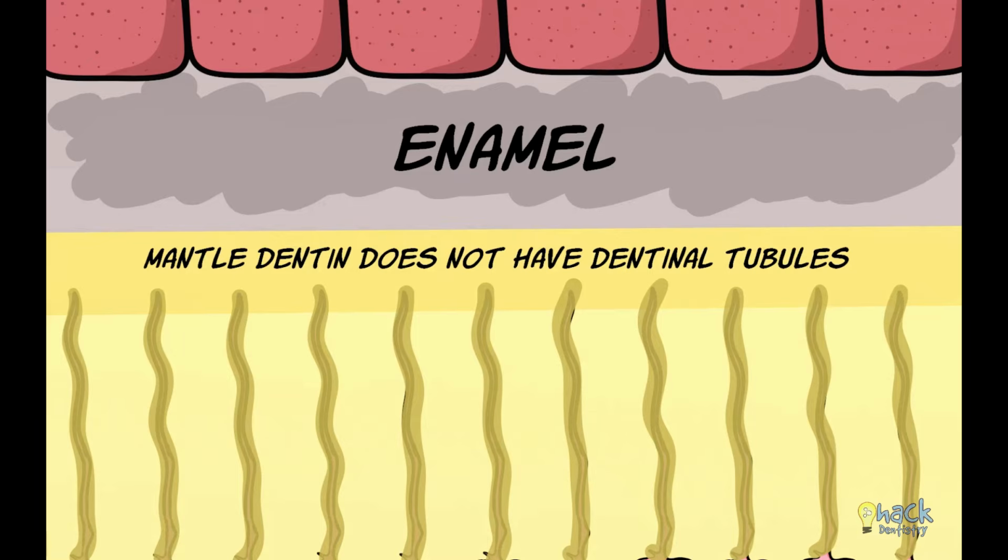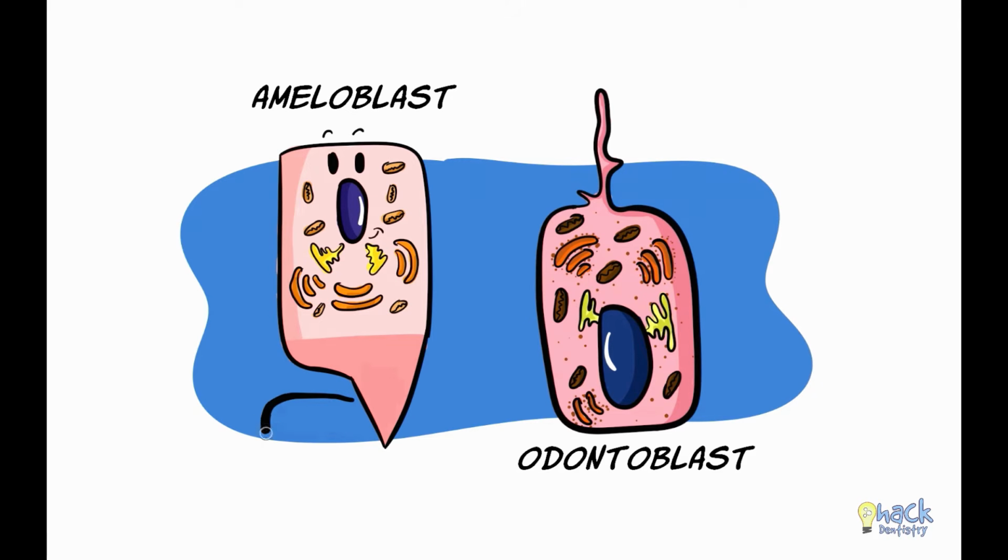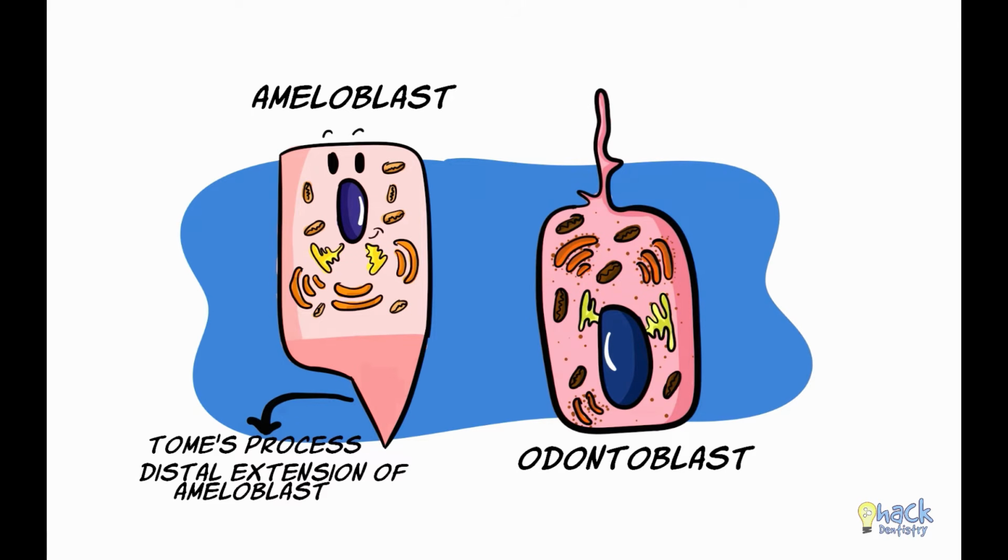Now, do not get confused with the Tomes process and the Tomes fiber. Tomes process is the distal extension of an ameloblast that is responsible for secretion of rod and interrod enamel, whereas the Tomes fiber is the odontoblastic process of the odontoblast present within the dentinal tubules in the fully formed dentin.